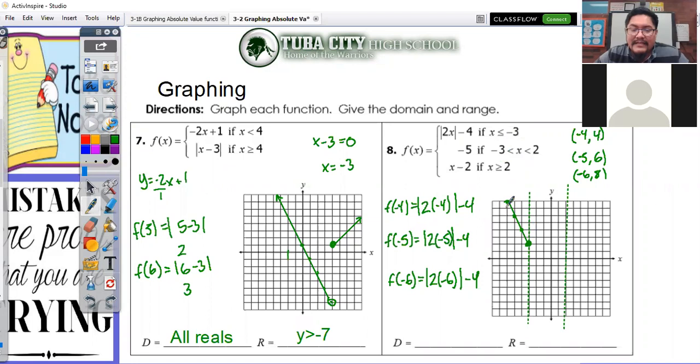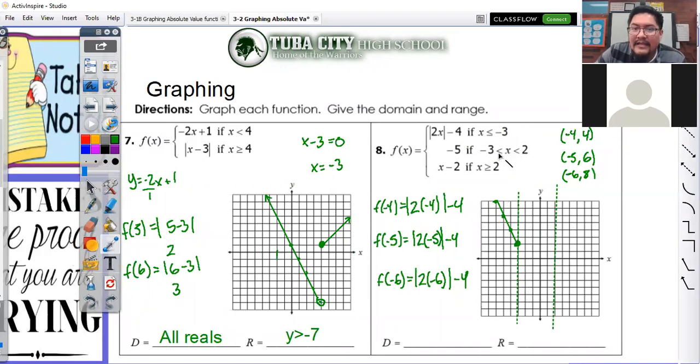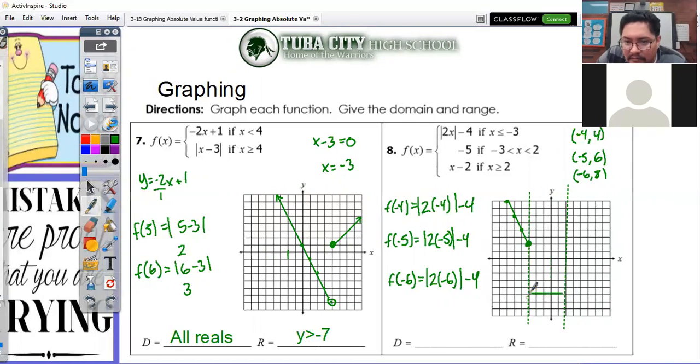I think the rest of these are gonna be kind of easier. So it looks like we just have a horizontal line at -5. So that one should actually be a pretty easy one, and it has no or equal to's. So I'm gonna stop a little bit short because I know I'm gonna cap these off with open circles.